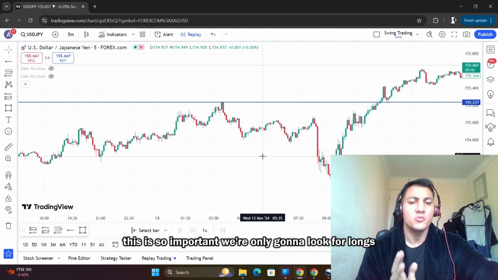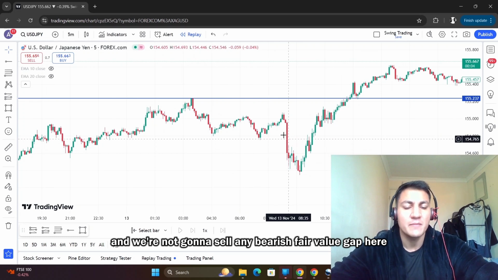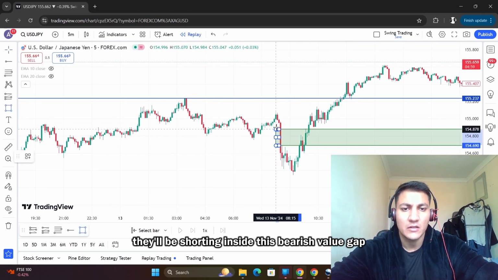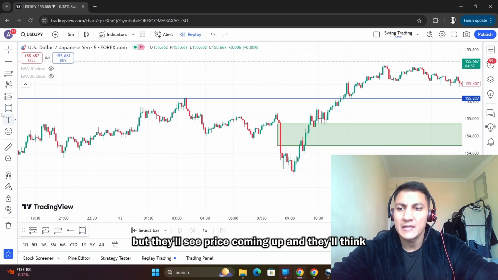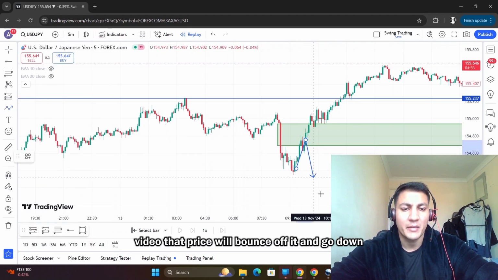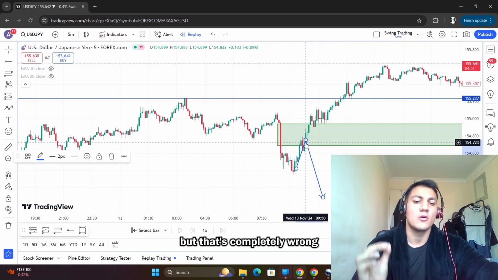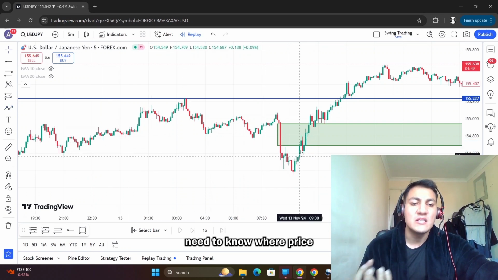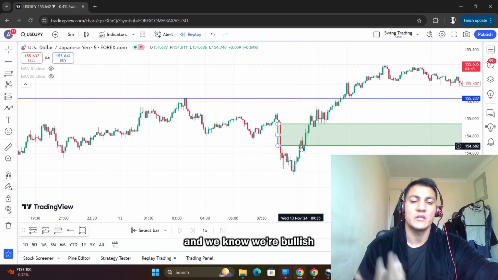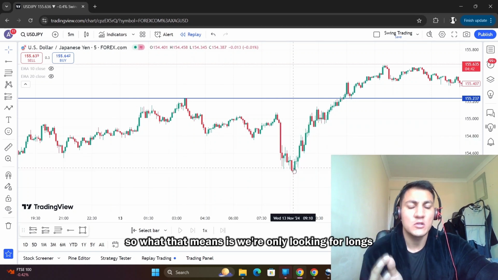This is so important. We're only going to look for longs, and we're not going to sell any bearish fair value gap here, because lots of traders will be shorting inside this fair value gap, right? They'll see price coming up, and they'll think, because all they've watched online is a fair value gap video, that price will bounce off it and go down. That's completely wrong. The reason that's wrong is because you need to know where price actually wants to move on the higher time frame, right? And we did the work on the daily and we know we're bullish. So what that means is we're only looking for longs.